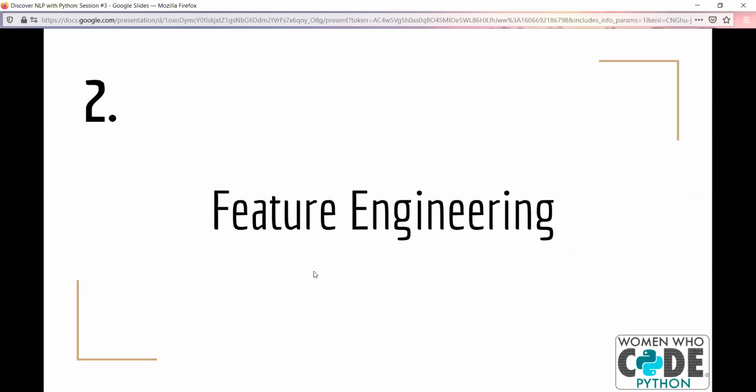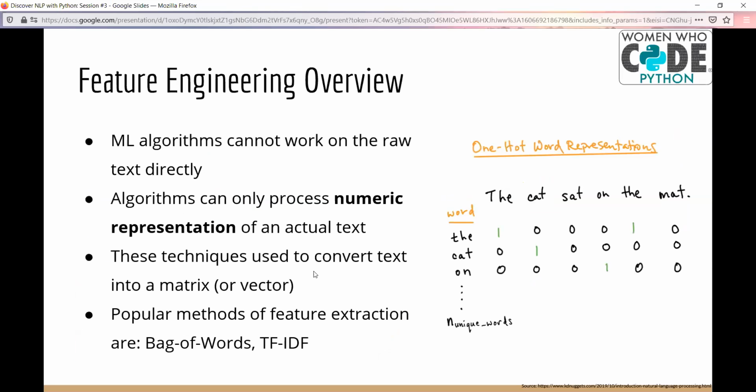So let's talk about feature engineering first. So feature engineering is basically converting the sentences in the textual form to the numerical form. So as I told you, machine learning algorithms cannot work on the raw data directly, and you have to process that and prepare that into a numerical form. So that's what we are going to do with feature engineering. So this converts the text into a matrix or a vector form, and there are popular methods to do this, and some of them are bag of words and TF-IDF. We would be talking about this later.